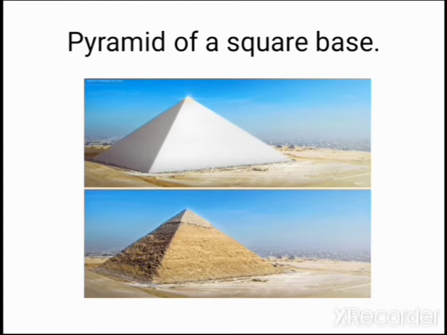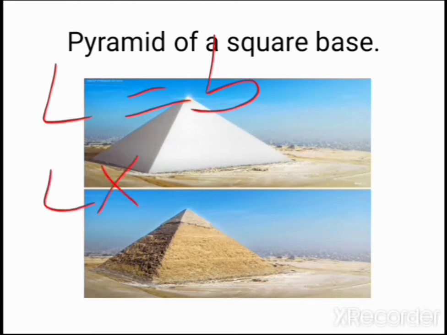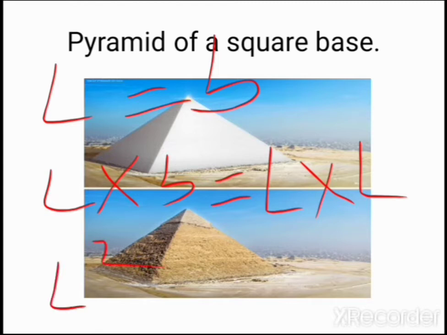When we talk about a square, we have learned that the length is equal to the breadth. Therefore, the area of a square is length times breadth. And since the length is equal to the breadth, we can say it's equal to L times L. So L times L is the same thing as L squared. So this is the formula for the area of a square.